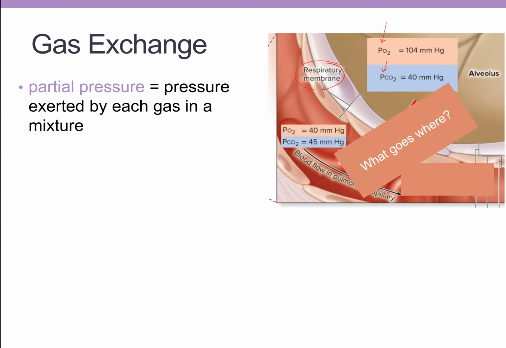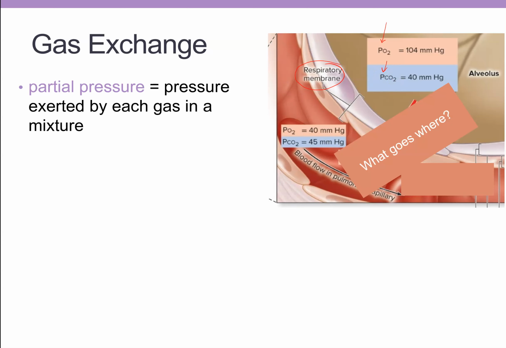So the P of the O2, the partial pressure of the O2, is just the pressure that just one gas, that oxygen, exerts in the mixture. And then your PCO2 is just how much pressure the CO2 is exerting on the mixture.